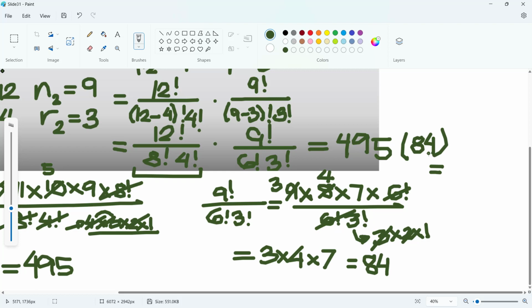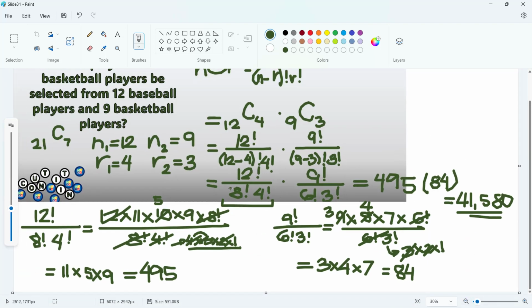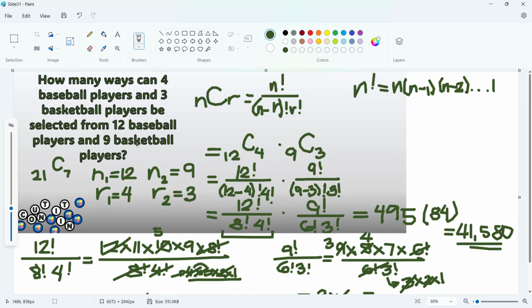495 times 84 is 41,580 possible combinations. This is the answer to our problem, as this is the number of ways that we can select 4 baseball players and 3 basketball players from a pool of 12 baseball and 9 basketball players.